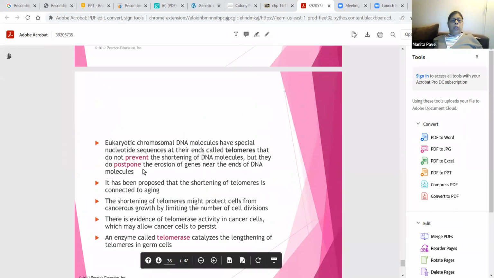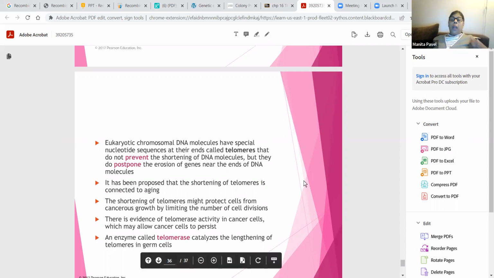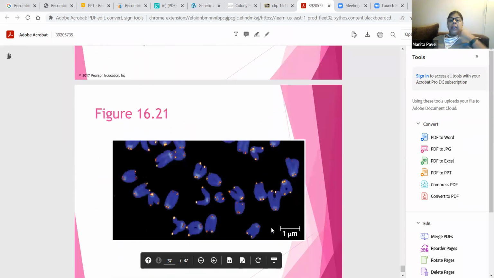Now, eukaryotic chromosomal DNA molecules like ours have nucleotide sequences at their ends, which are called telomeres, that do not prevent the shortening of the DNA molecules. But what do these telomeres do? In fact, they are going to postpone the erosion of the genes near the ends of the DNA molecules. And it has been proposed that the shortening of the telomeres is connected to aging. These are the chromosomes, these are the telomeres.